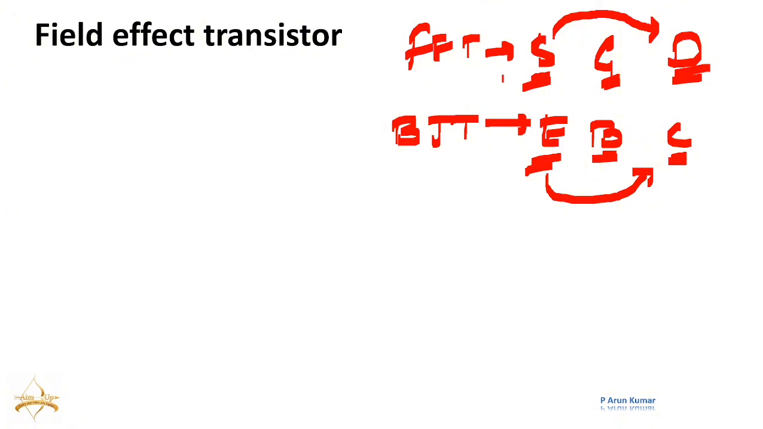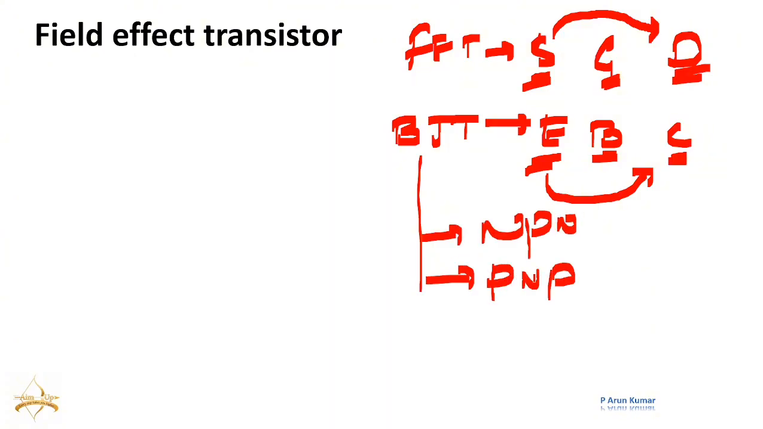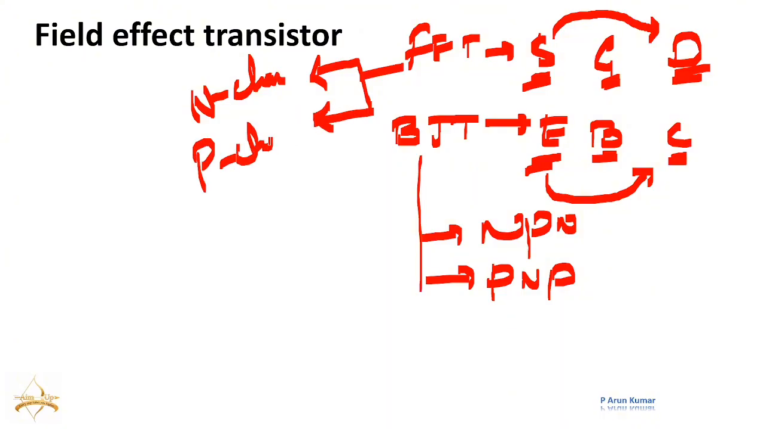That's it. Now, in the case of a BJT, we have been seeing the two types of BJT. One is NPN, the other one is PNP, right? Whereas in the case of FET, there are two types we can see. One is N channel, the other one is P channel. And of course, this FET is again classified into two types, that is JFET and MOSFET. But in that again, there are only two types, that is N channel and P channel.